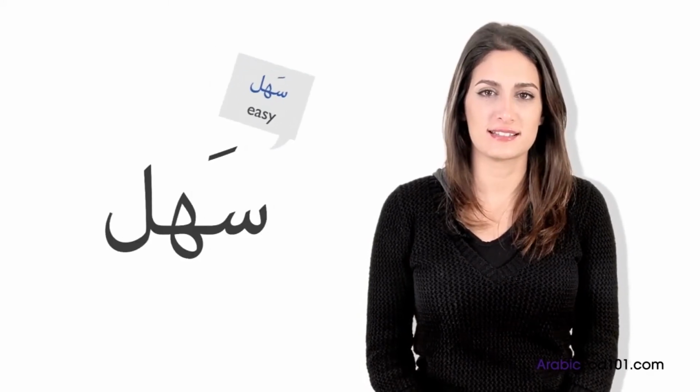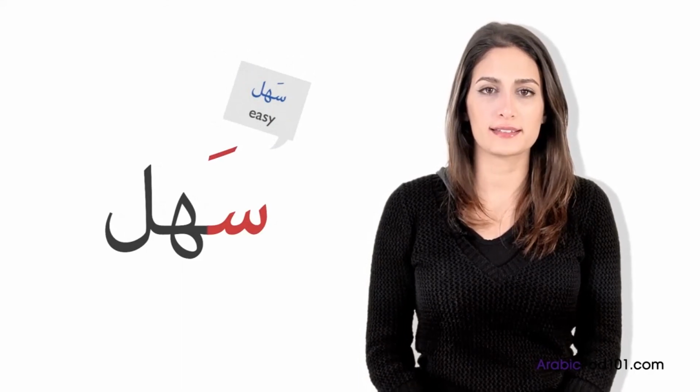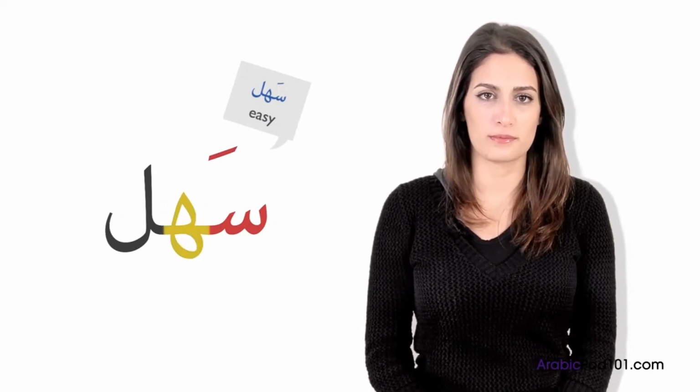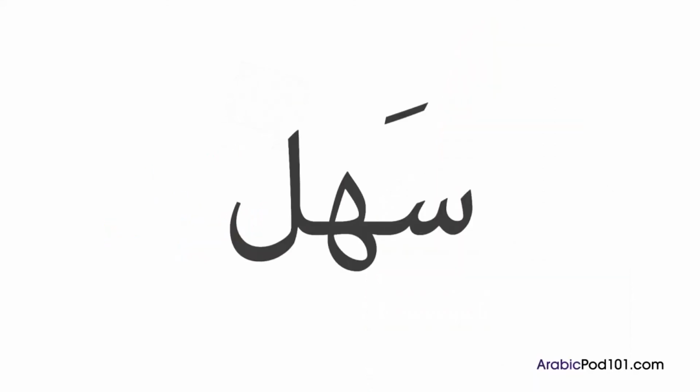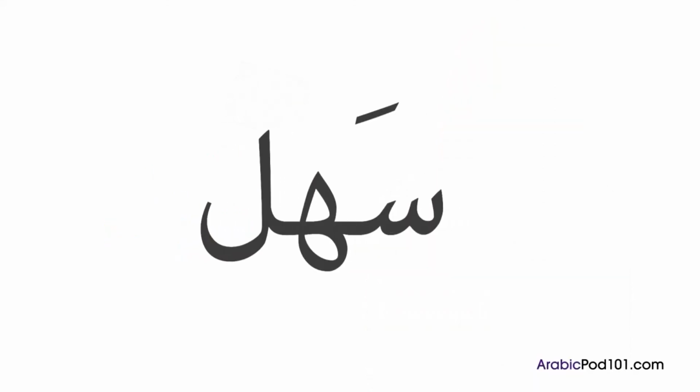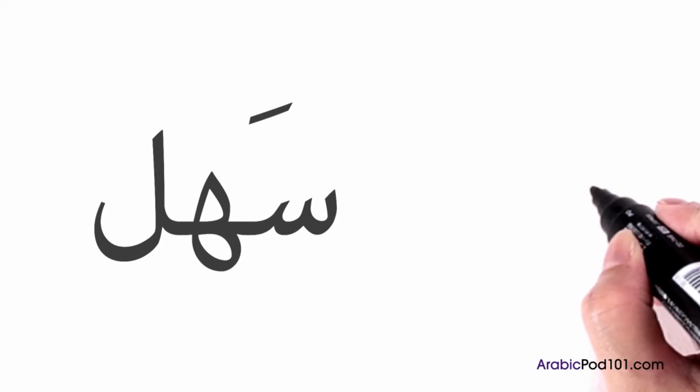Our first word is sahl, meaning easy. Here we have an initial sin with a fatha on top, connected to a ha in medial form, which is connected to lam in the final form. Let's see how to write it. Sahl.